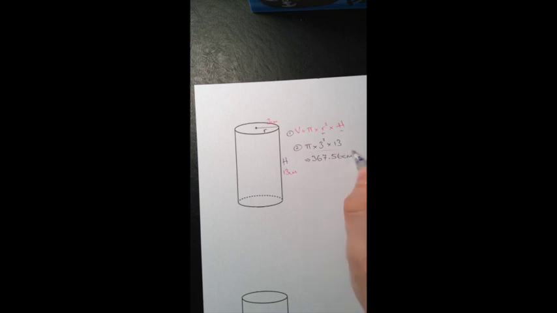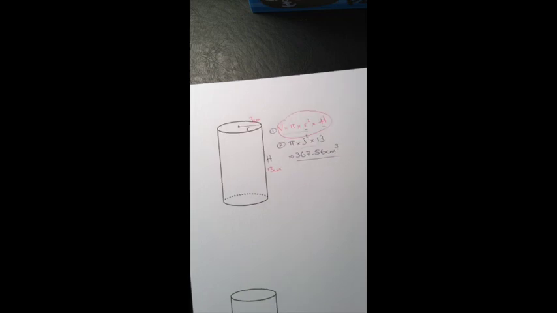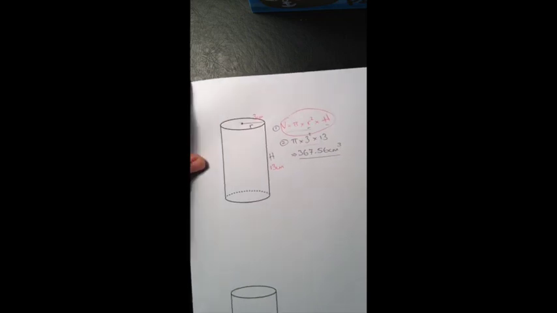367.56 centimeters cubed, always remembering that cubed part there. So that's how simple it is to work out the volume of a cylinder, as long as you know the formula. And the formula is right there for you. Copy it down, memorize it if you have to, and use it when it's needed, obviously.